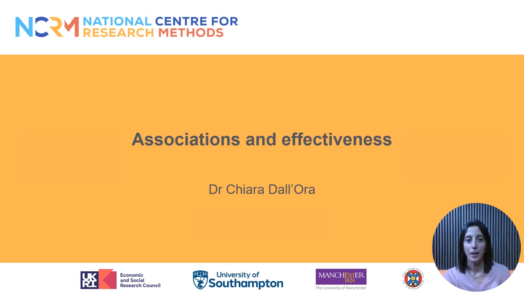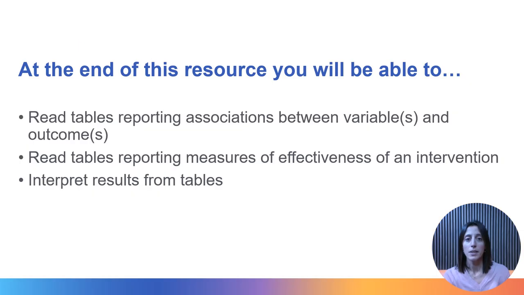Hello, and welcome to this tutorial on reading tables in quantitative papers. In this tutorial, I'm going to walk you through how to read tables reporting associations between one or more variables and one or more outcomes, and tables reporting on the effectiveness of an intervention on one or more outcomes. I assume that you already have prior knowledge of study design elements, for example, what a randomized control trial or a case control study is, and my focus will be only on reading and interpreting tables.